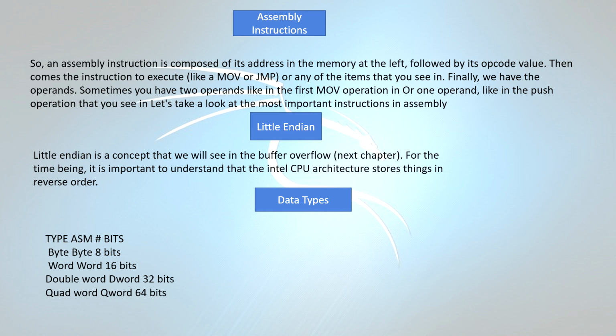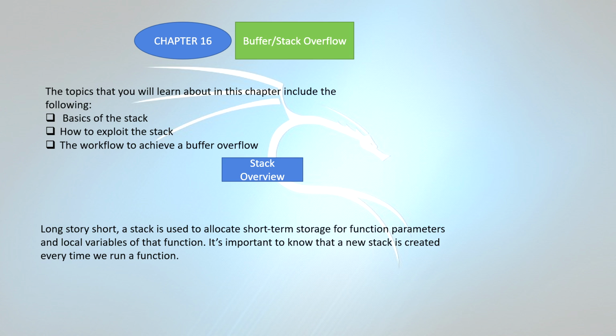Then the command, the instruction, and executing it. Finally we have the operation. Sometimes you have an operand, the first move. Little endian is the concept we will see with buffer overflow. It is important to understand the Intel CPU architecture and how it makes software vulnerable to stack buffer overflow.